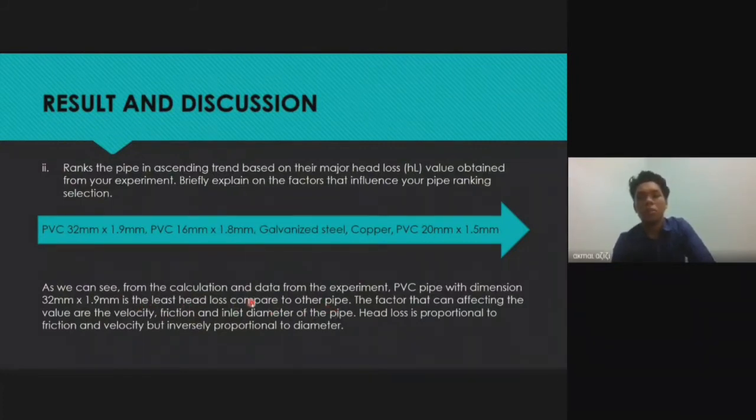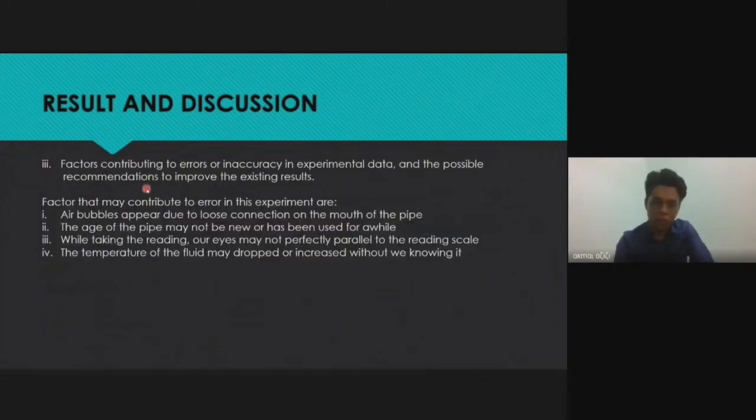The factors that may affect the value are velocity of the fluid, friction between fluid and the surface of the pipe, and the inlet pipe diameter. Major head loss is proportional to friction and velocity, but inversely proportional to diameter.